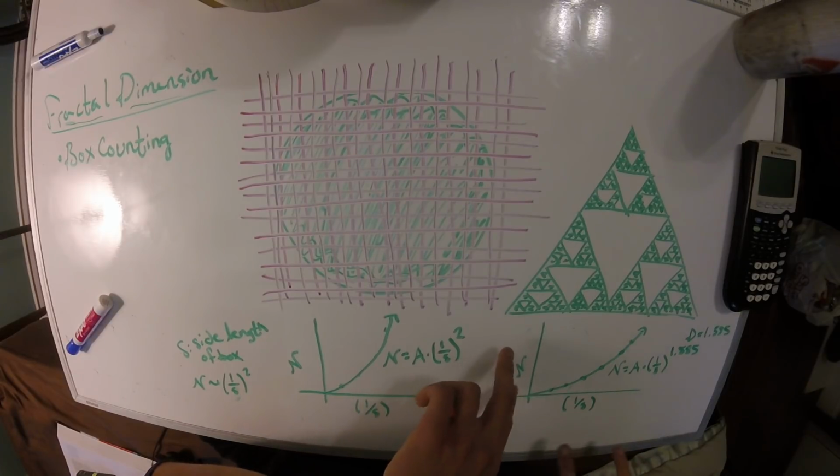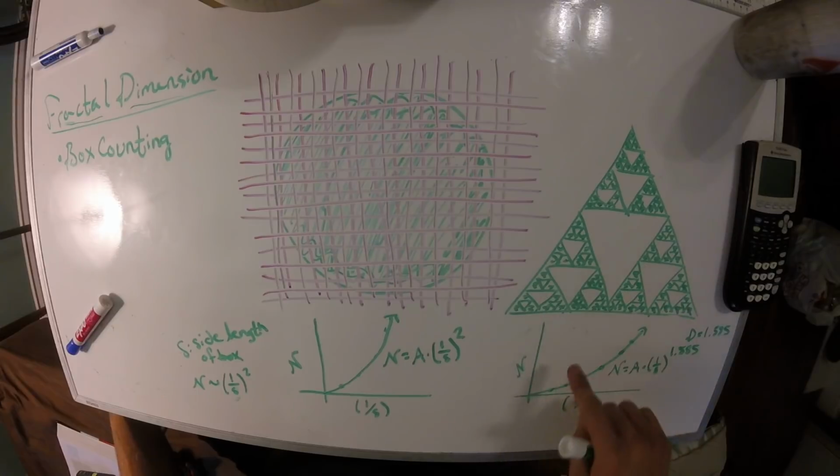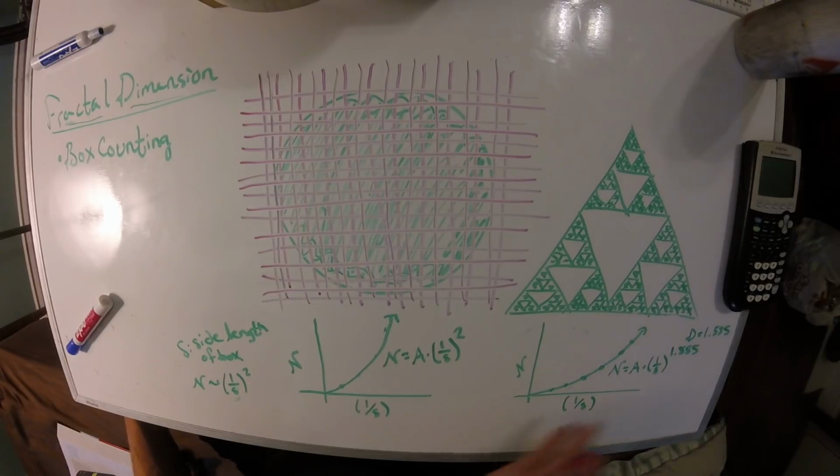So again, just to reiterate, you make a grid, all the boxes are the same side length. You record the side length, you record the number of boxes that are touched by the shape, and then you put down a point, and you do that for a bunch of different grid sizes. What you should get is something that has this shape.